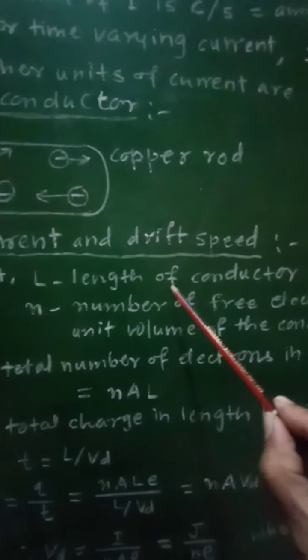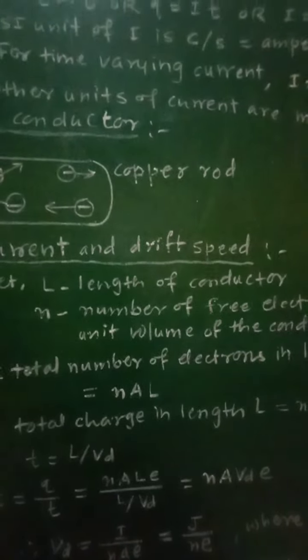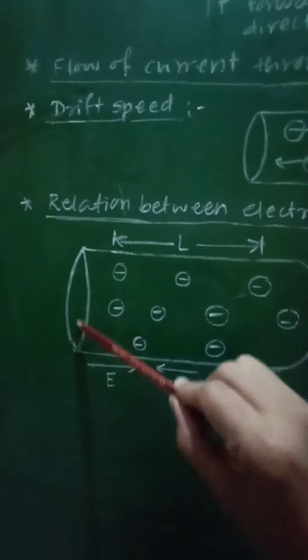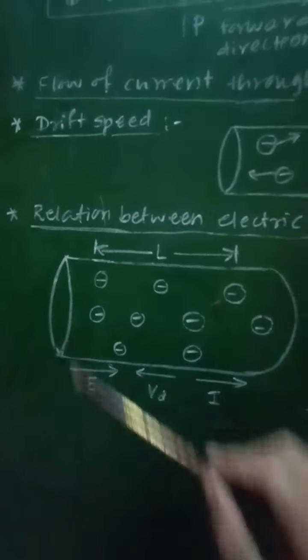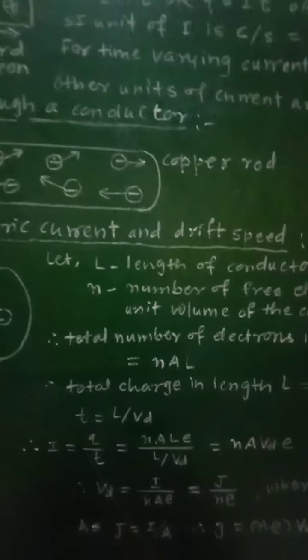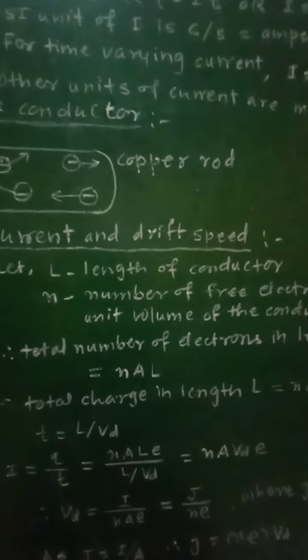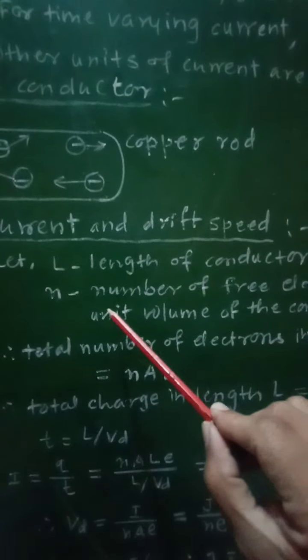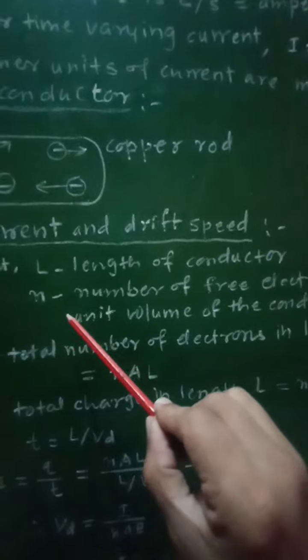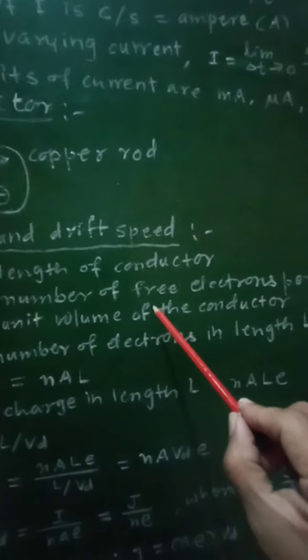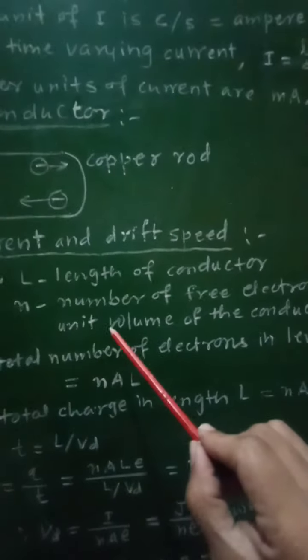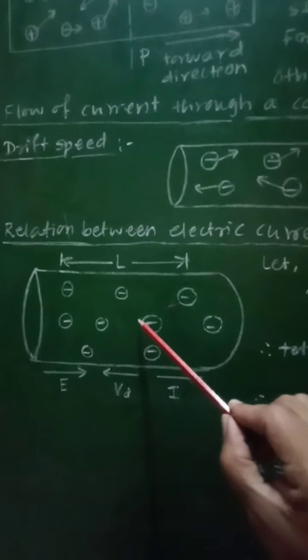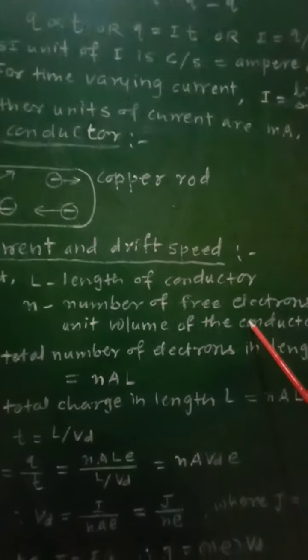Let L be the length of the conductor. Similarly, if you consider the area of cross section of this conductor, it will be taken as capital A. So capital A will represent the area of cross section of that conductor, and L is the length of the conductor. Then let small n represent the number of free electrons per unit volume of the conductor.